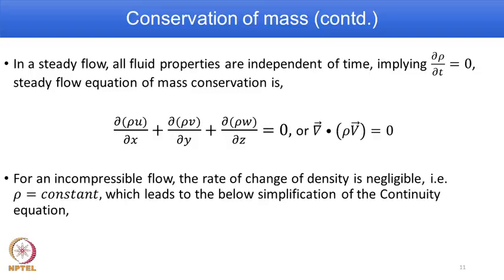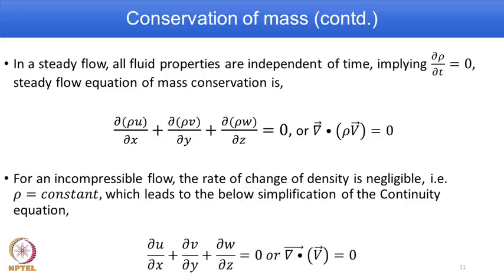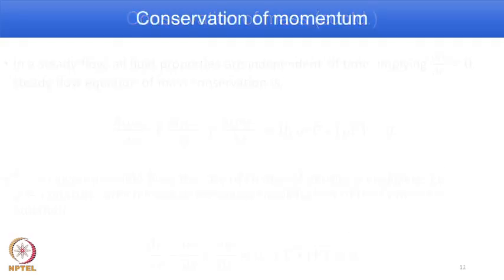Another simplification: if it is incompressible flow, we know density is a constant. So any spatial derivative of density will not be there, and that term is also removed, and you get only the velocity components. So dou u by dou x plus dou v by dou y plus dou w by dou z equal to 0, and in terms of vector it is del dot v equal to 0.